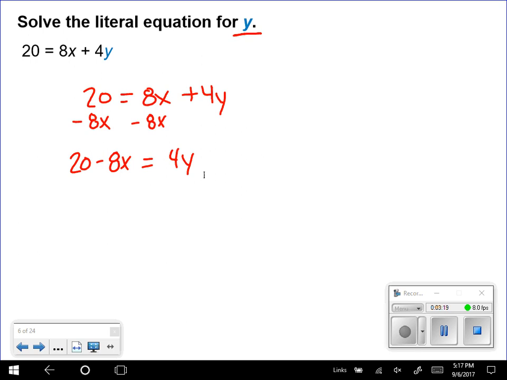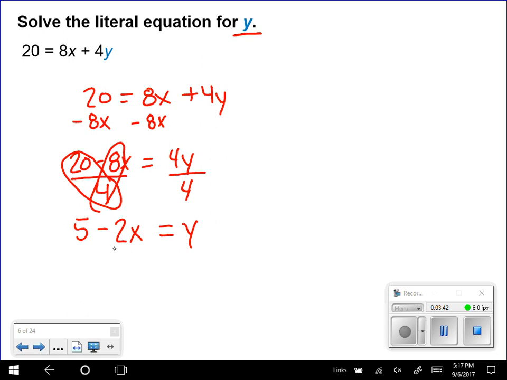And now, just like I would a normal equation, I'm going to divide by 4 so I can get y by itself. So I have 20 minus 8x over 4. Well, I can simplify this. 20, if I break it into parts, 20 divided by 4 is 5, and 8 divided by 4 is 2, so y is equal to 5 minus 2x. We want to make sure it's as simplified as possible.